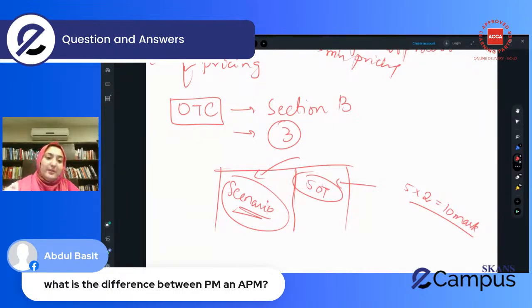I mean, performance management exam is built around very practical scenarios too, but the scenarios are shorter and the application is limited. So in APM, the application is really advanced. And yes, both papers are very much connected. So you can say that performance management exam is the base for advanced performance management. I hope this answers your question.